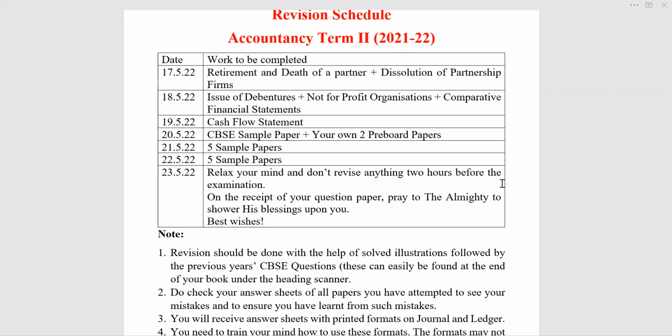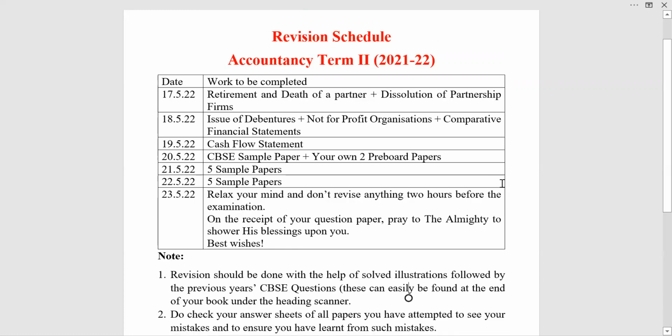Dear students, today on May 17, you had a business studies paper. As per the feedback we have received from the students and the teachers, the paper was well balanced and was easy for the students, and they are expecting good marks. And now you have around 5 days to prepare for the accountancy paper.